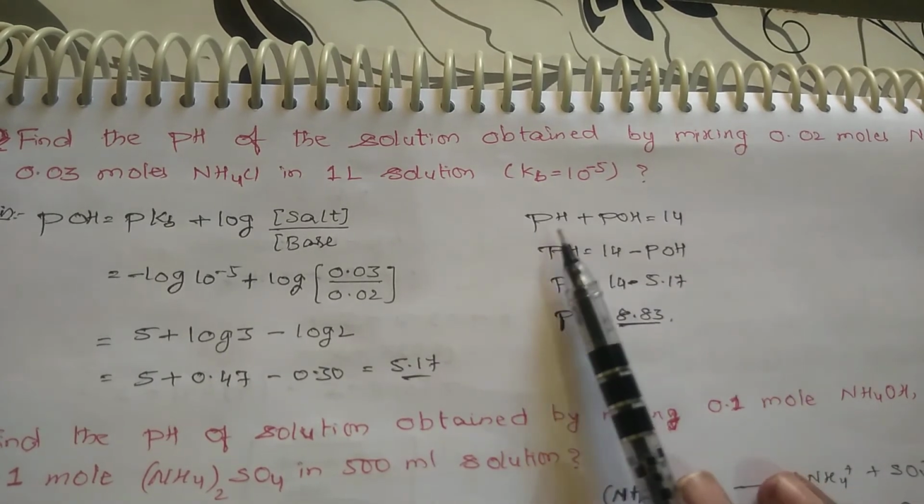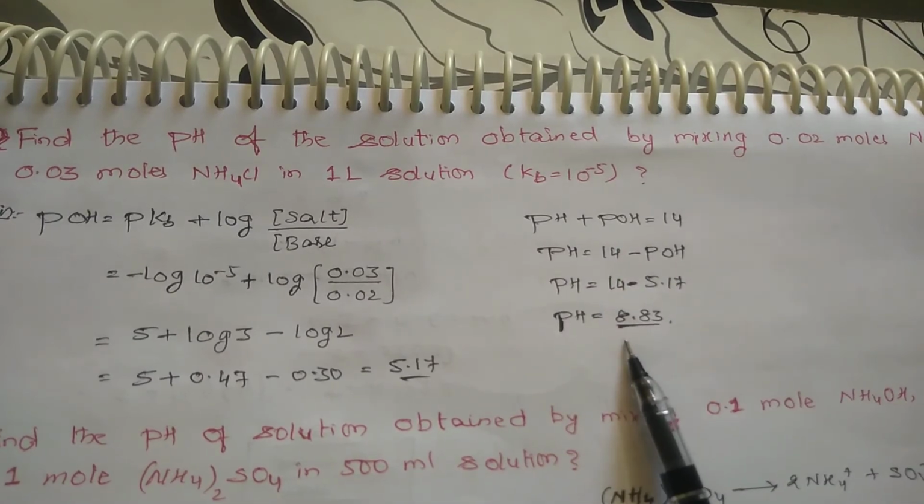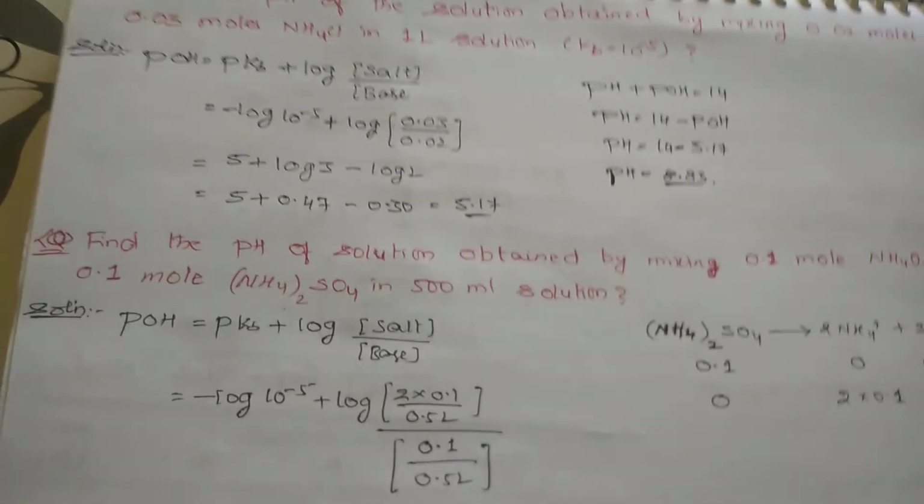But the pH value is, pH plus pOH is equal to 14. pH is equal to 14 minus pOH. pH is equal to 8.83. Okay, students.